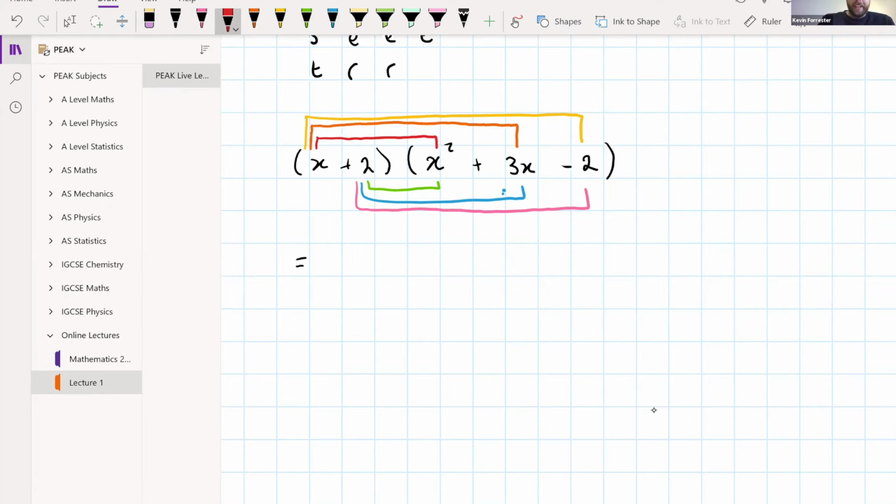So we're going to get x times x squared. Now, if you know your indices, you'll know that you can add the indices, x to the power 1 plus x to the power 2. That will give you x to the power 3.